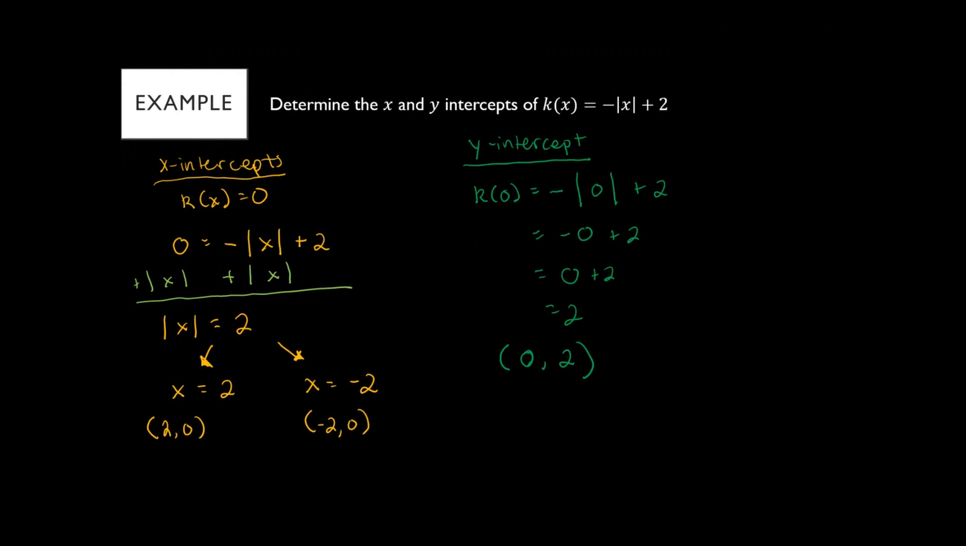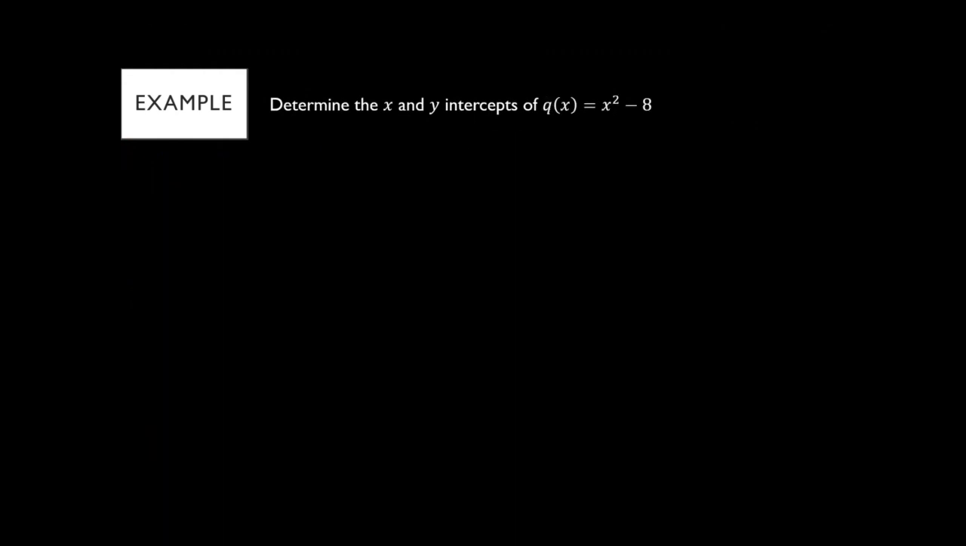Okay, so I'm moving on, and I'm going through different types of functions here. We're going to be practicing a lot of our graphing and our solving that we've done in the first half of the class. We're now practicing those skills. So this function is q of x equals x squared minus 8.